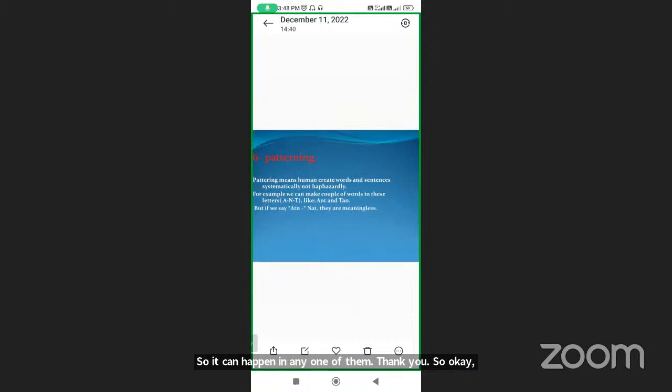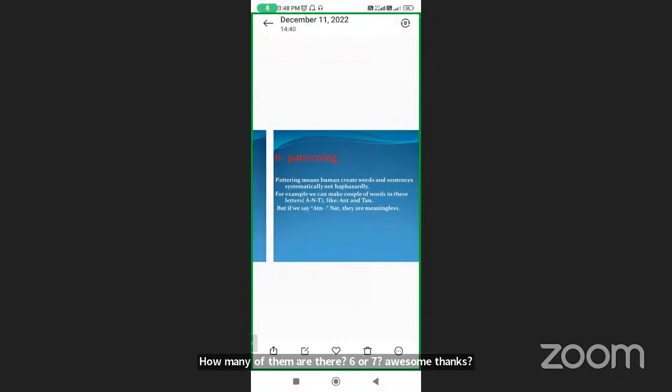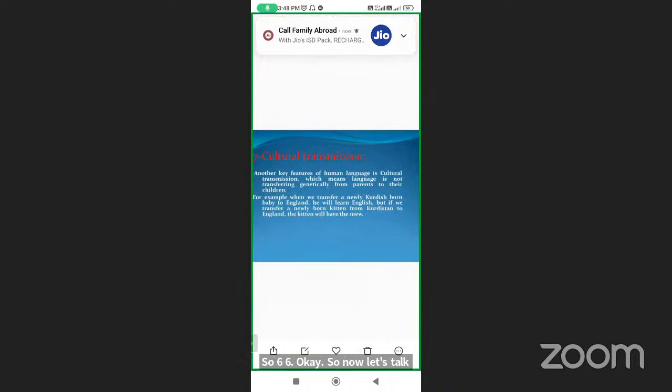Then we have patterning. I don't know whether it is there in your book or not. It's not in the book. It's not there, right? Okay. It's a cultural transmission. How many of them are there? Six or seven? Six, sir. Okay, six. So now let's talk about cultural transmission. I added it. We'll talk about that as well.